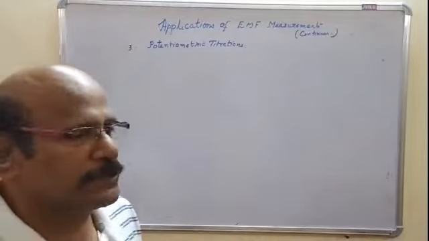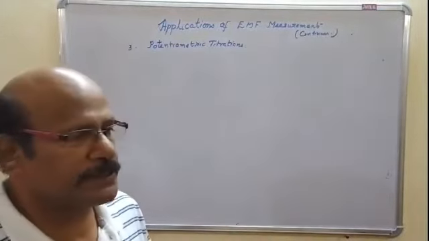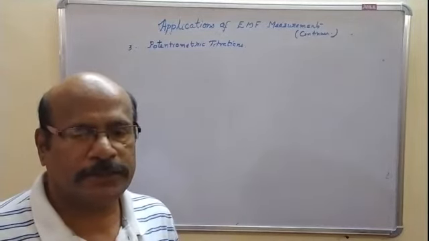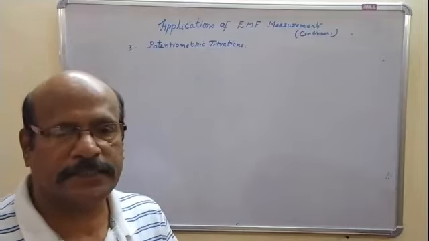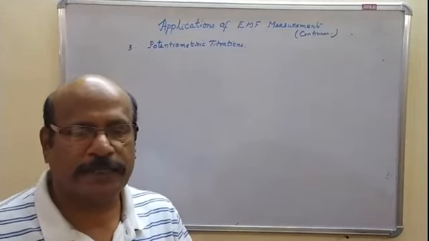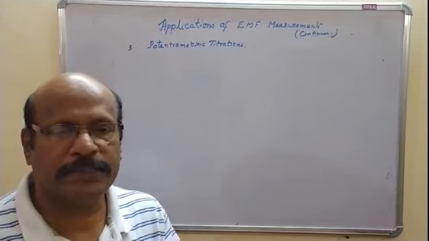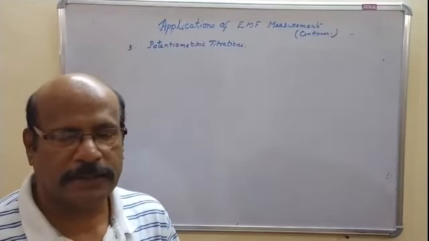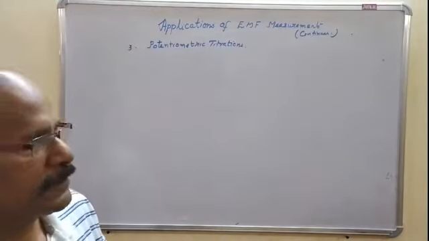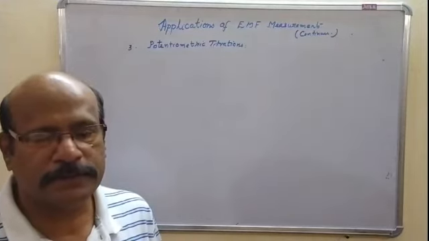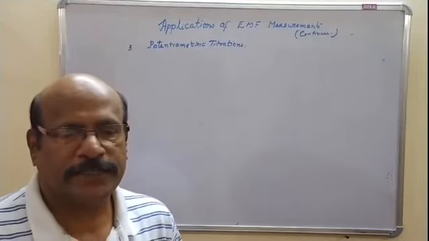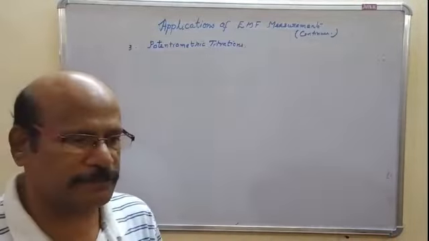Today I am going to discuss another application of EMF measurement, that is potentiometric titration. Potentiometric titration is defined as the titration between two solutions in order to find the endpoint of the titration by monitoring the change in the potential around an indicator electrode. Or simply, the titration that involves the measurement of the change in potential so as to find the endpoint of a reaction is called potentiometric titration.